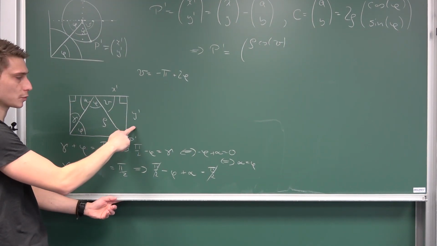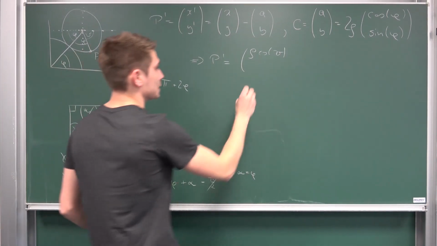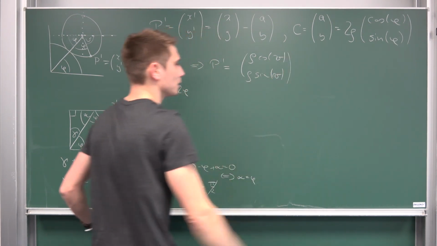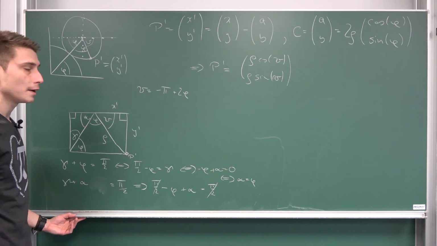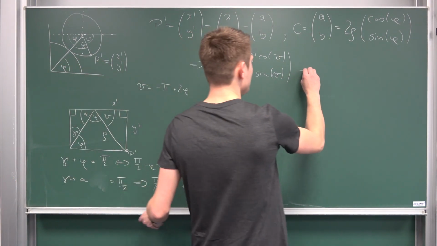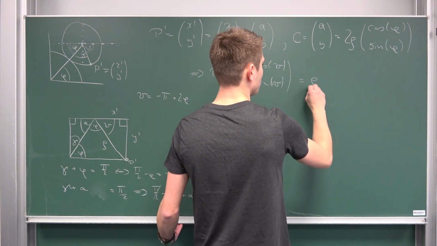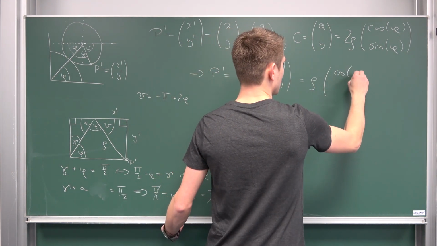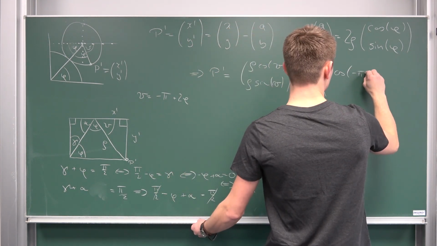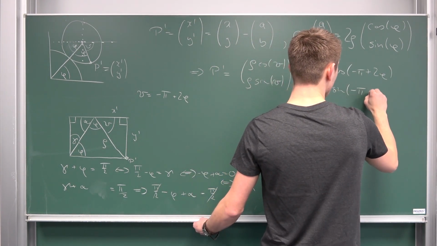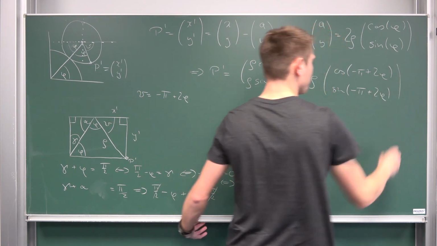And we have the same speed with the y prime coordinate, just with a sign right here. So rho times the sine of theta is nothing but y prime. Now we can plug this chunk into here. So we are going to get, okay, we have a common factor of rho. Then we have the cosine of negative pi plus 2 times phi. And then we have the sine of negative pi plus 2 times phi.